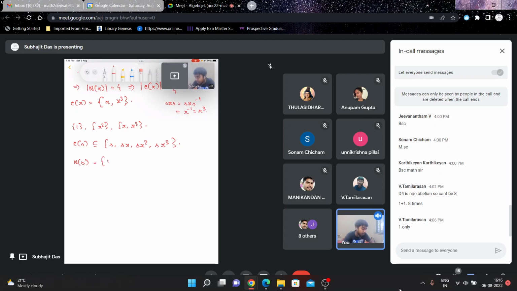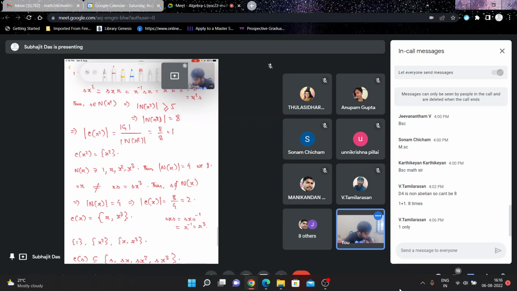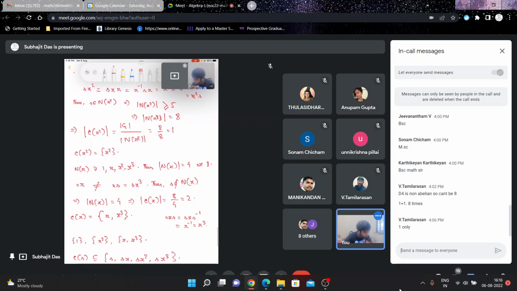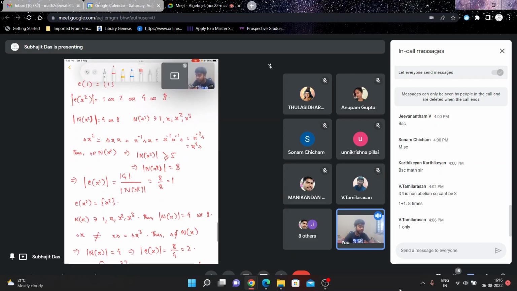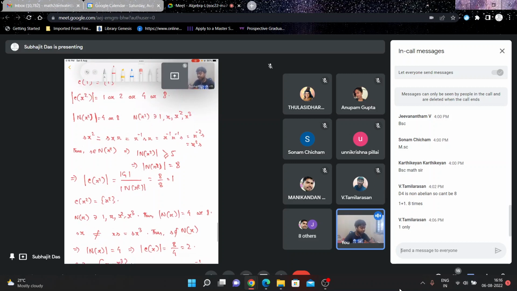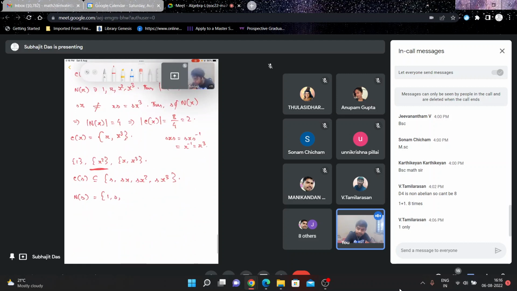N of S contains 1. Clearly we know this. N of S also contains S, since S commutes with S. At the same time, as we have found out, we have proved that the conjugacy class of R square consists of itself only, right? That is, R square is a single conjugacy class. That means that R square commutes with every element. So R square in particular will also commute with S. So this also contains R square, right? So the normalizer of S contains at least 3 elements, right?